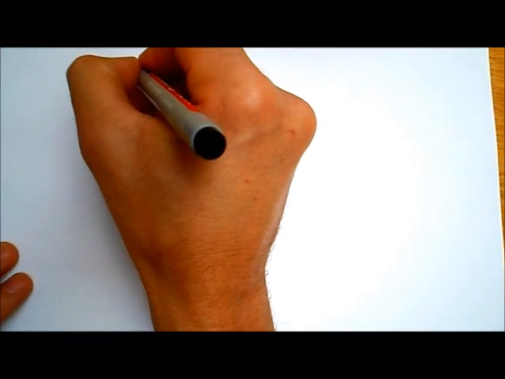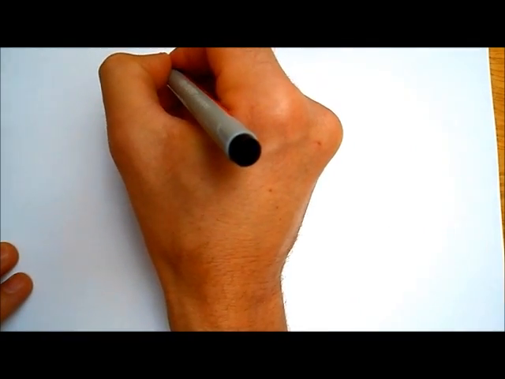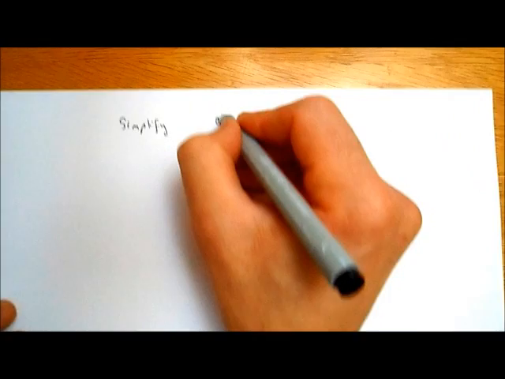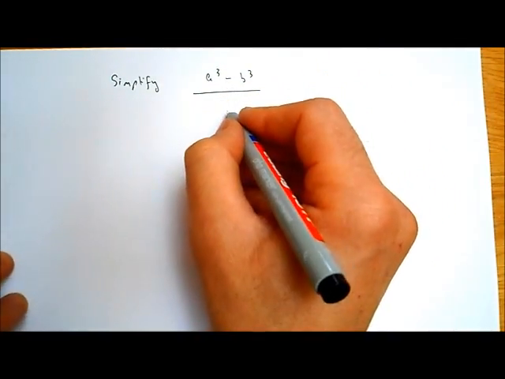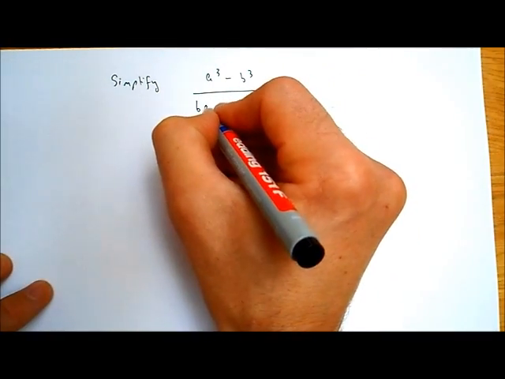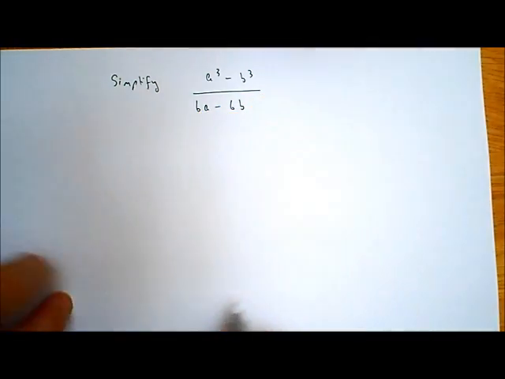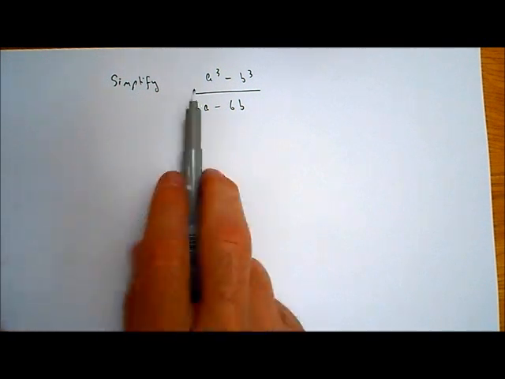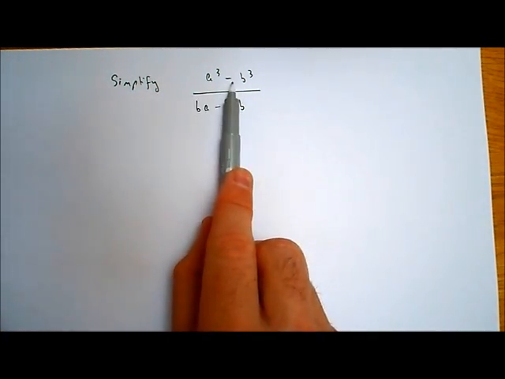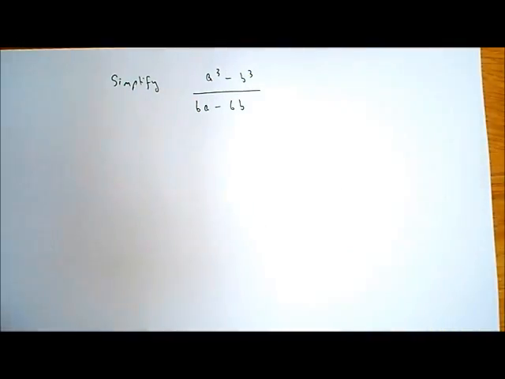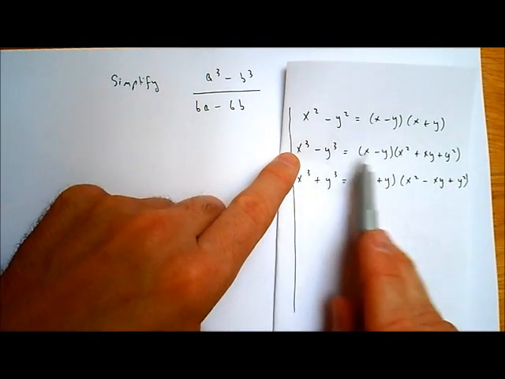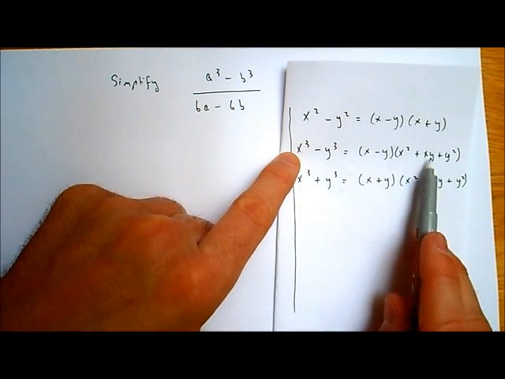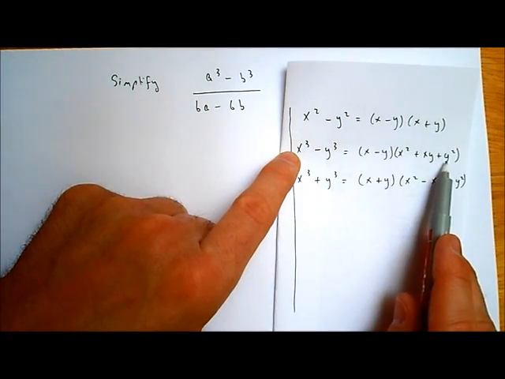So again, we want to simplify. So we've got a cubed minus b cubed all over 6a minus 6b. So we want to simplify this. So the top, we've got to notice, well, that's the difference of 2 cubes. So you should spot that straight away. And to factorize the difference of 2 cubes, we've got the first cubed minus the second cubed. It's just first minus second by first squared plus first times the second plus second squared.